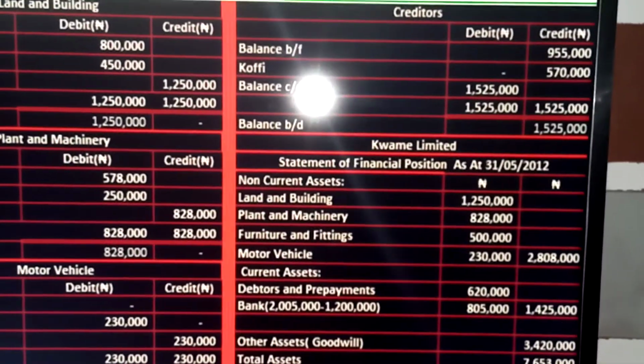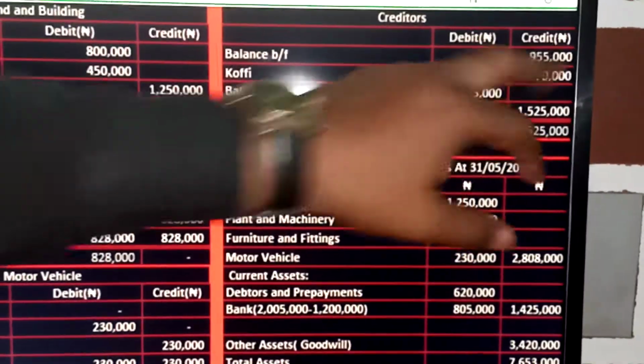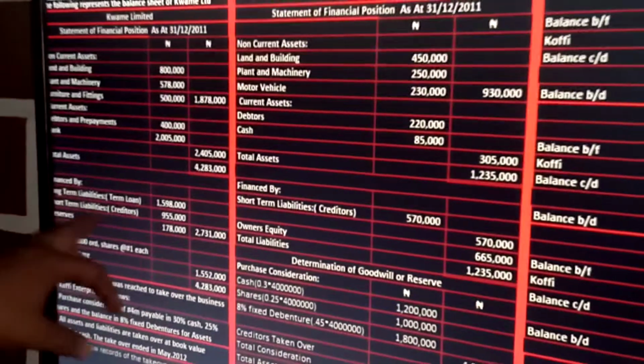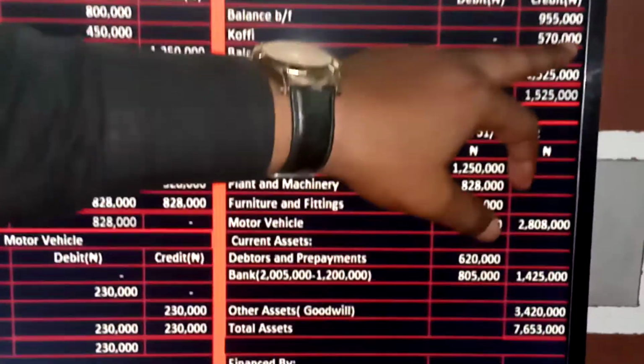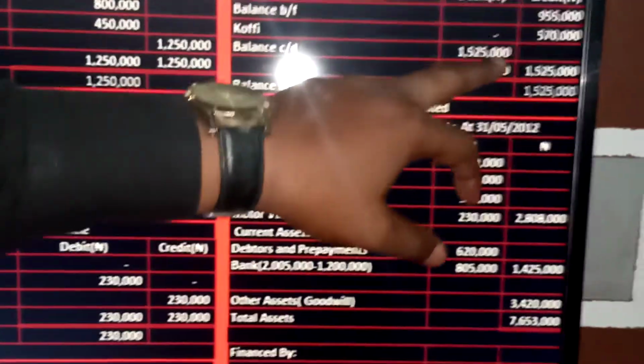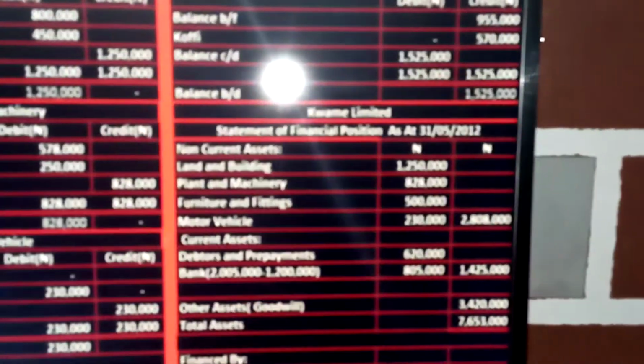Creditor is a liability. That's the credit balance. Okay. Balance brought forward. Kwame's creditor is what? Kwame's creditor here, look at it here, it's 955,000. That's the balance brought forward. Kofi's creditor is what? 570,000. So when you add, you have 1,525,000. So a new creditor after the takeover will be 1,525,000.